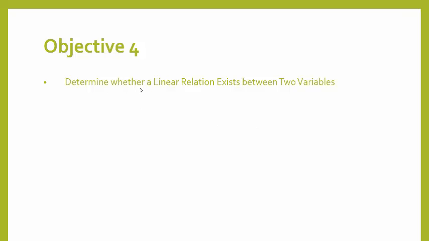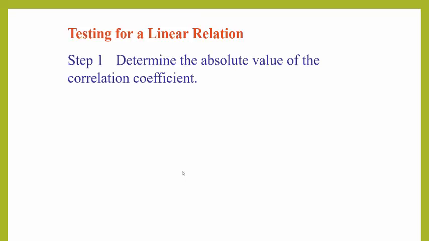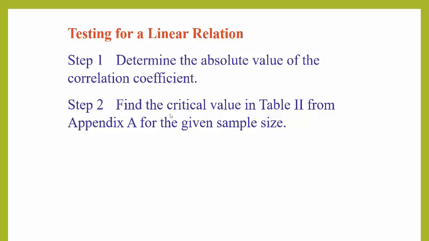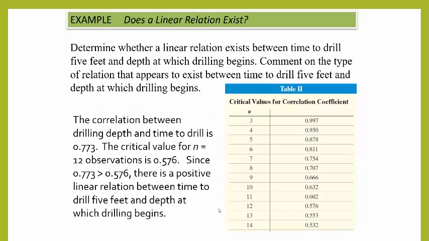All right, let's determine whether a linear relation exists between the two variables. There's got to be a cutoff. Like, wow, this is great. This number is 0.773. That implies there could be a positive linear correlation between the two variables, but we need a statistical method to confirm that. First, determine the absolute value of the correlation coefficient. Step 2, find the critical value in Table 2 from Appendix A for the given sample size, and I'll show you that table in a second. Step 3, if the absolute value of the correlation coefficient is greater than the critical value, we say a linear relation exists between the two variables. Otherwise, there's no linear relation.